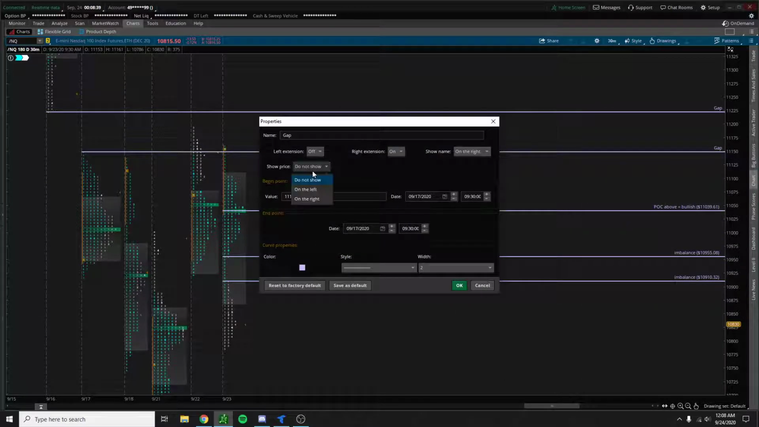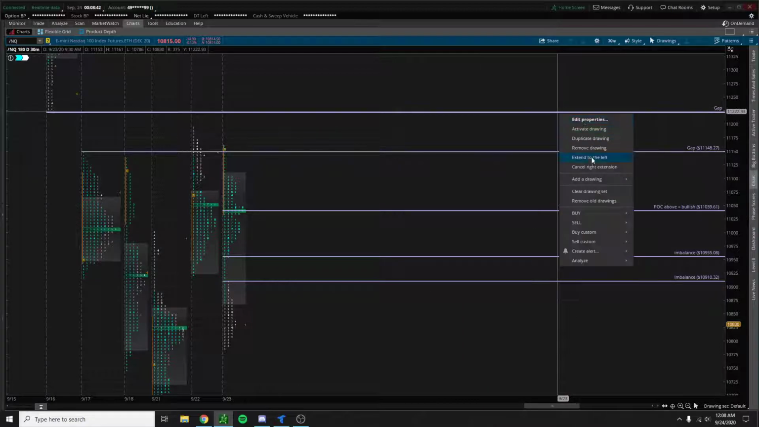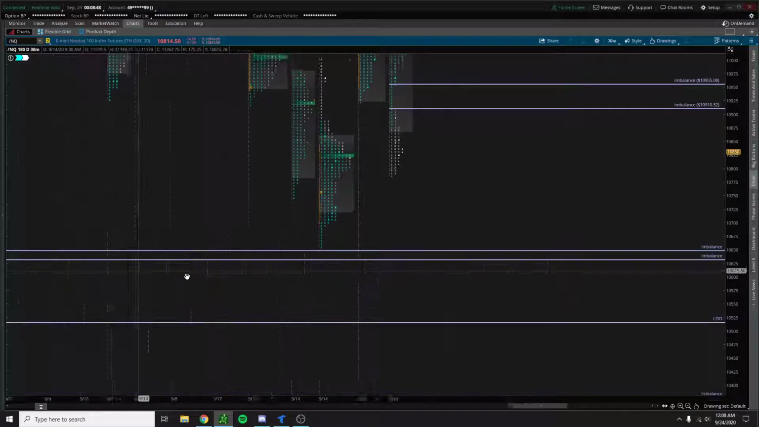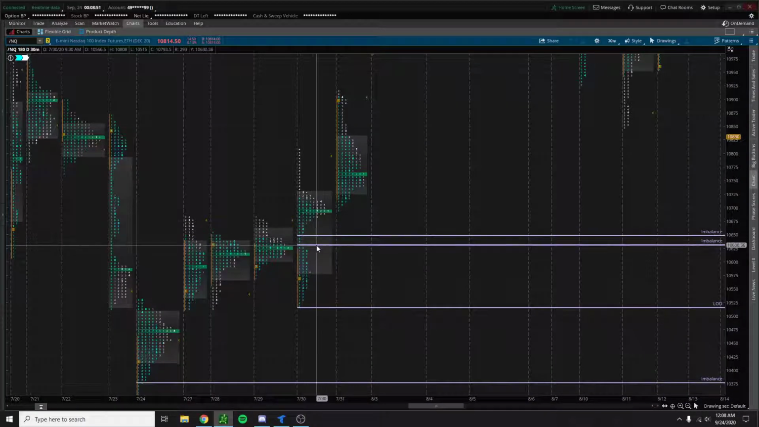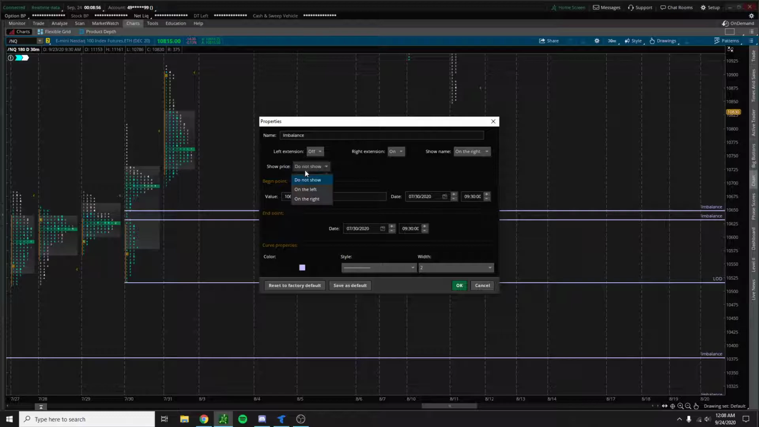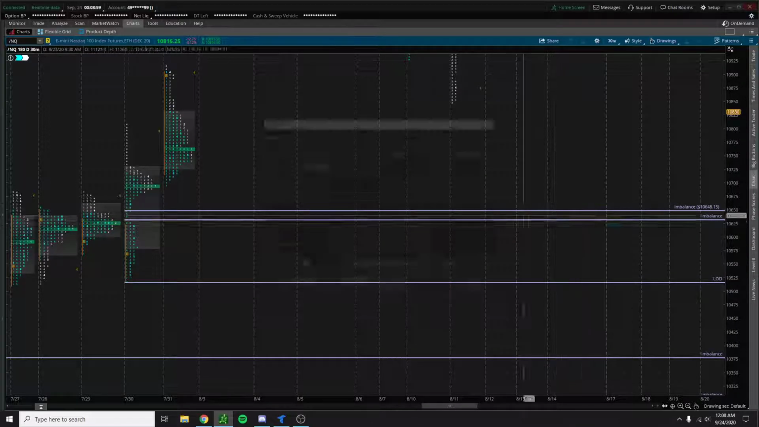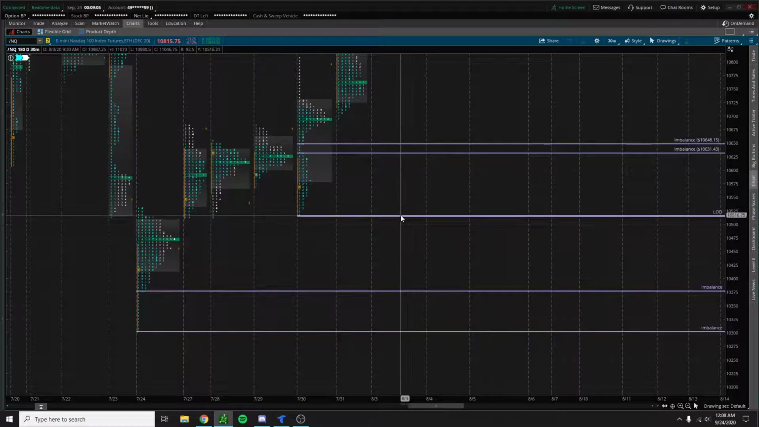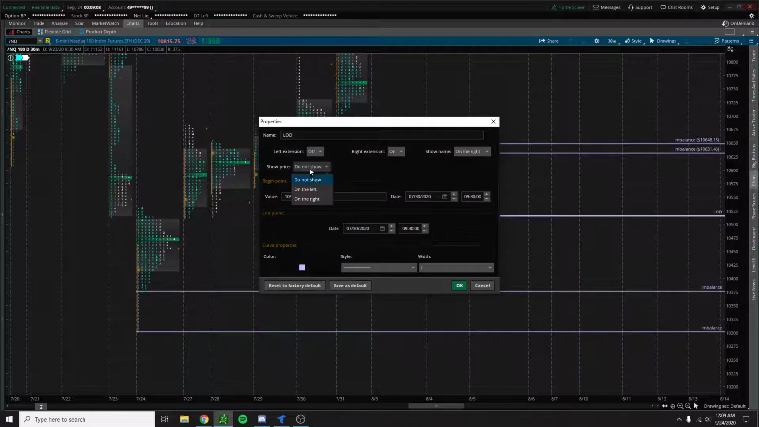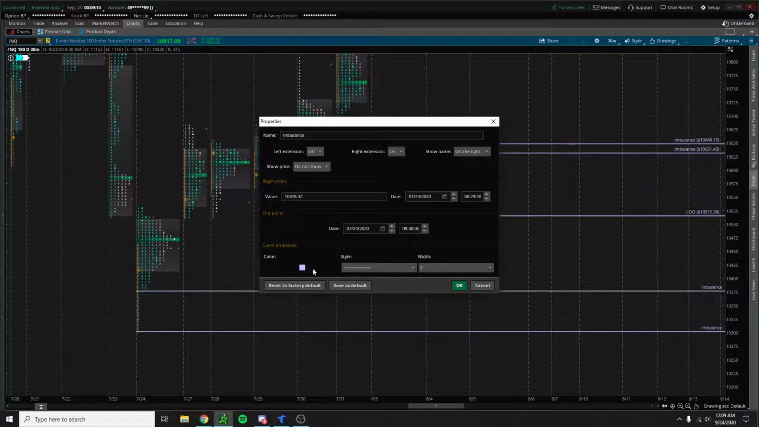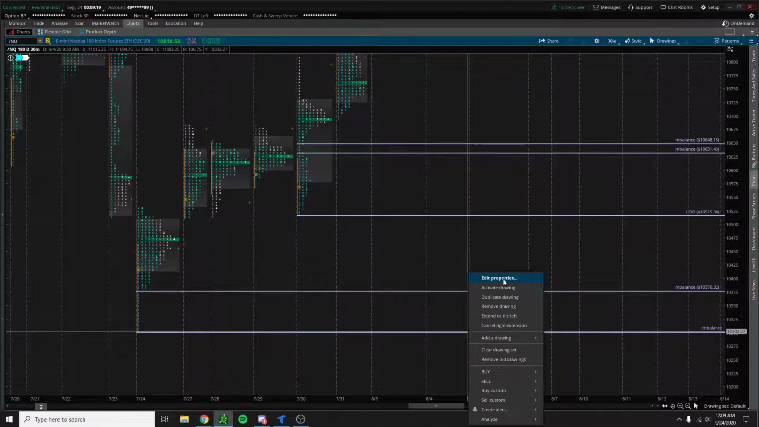Now the gap, we do want to mark that out. And obviously below we have an imbalance, a little tiny imbalance, nothing really significant. And then this low of day right here, this little swing. And then obviously we have a big imbalance right here, a little buying excess. So these are all the reference points that we have below.